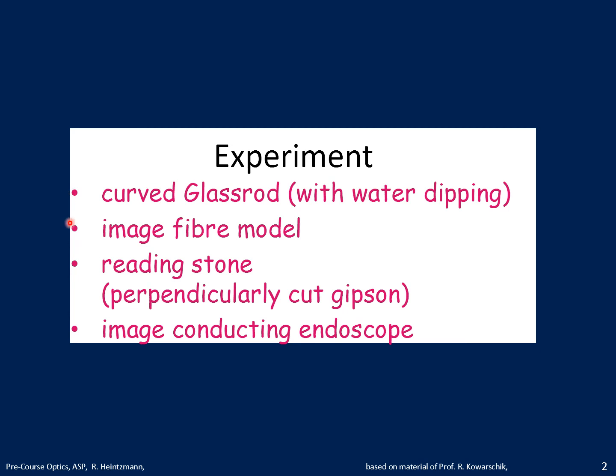We have a model of imaging fibers, so many fibers to transmit not only information in a single fiber, but a whole image simultaneously, as for example used in some endoscopes. We have what is called the reading stone, which is a particular gypsum material that is cut perpendicular so that it has something very similar to this imaging fiber model, but occurring in nature. We have an image-conducting endoscope as it is used in medical imaging.